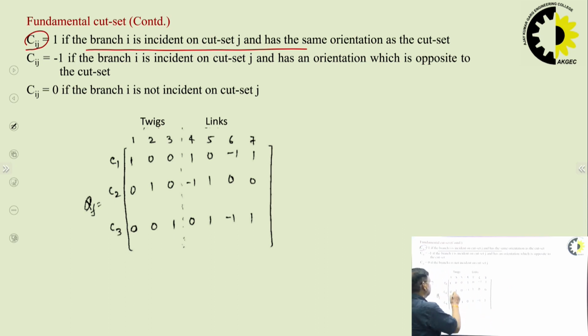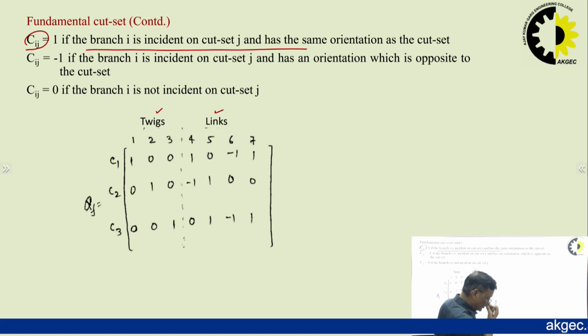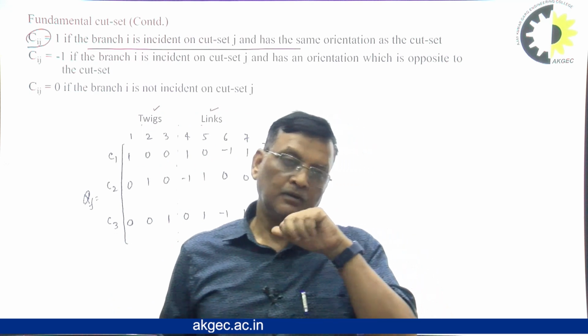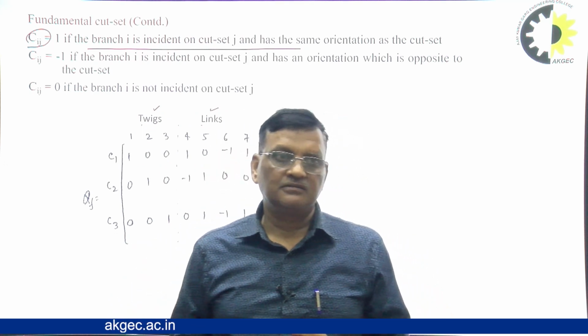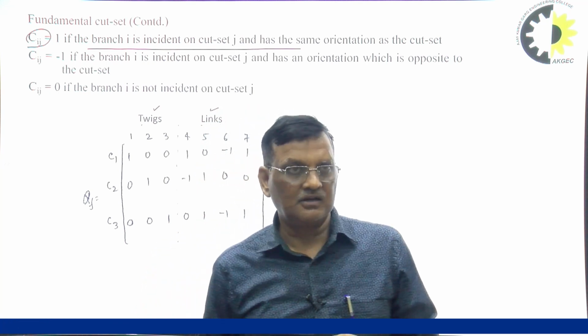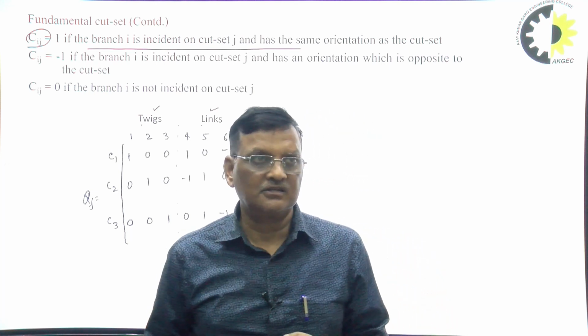So we can see that in this matrix, this is the twig part and this is the link part, and the twig part is a unit matrix. In the case of the fundamental tie set matrix, the link part is a unit matrix. So this is all about the matrices that are used in network analysis, especially in graph theory: the incidence matrix or reduced incidence matrix, then the fundamental tie-set matrix and the fundamental cut-set matrix.